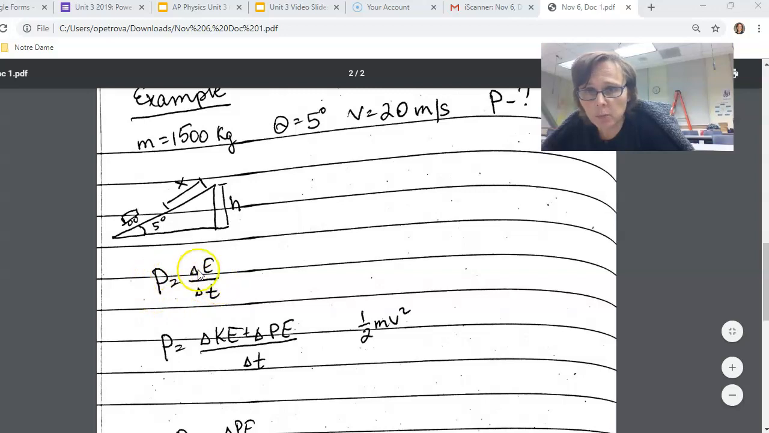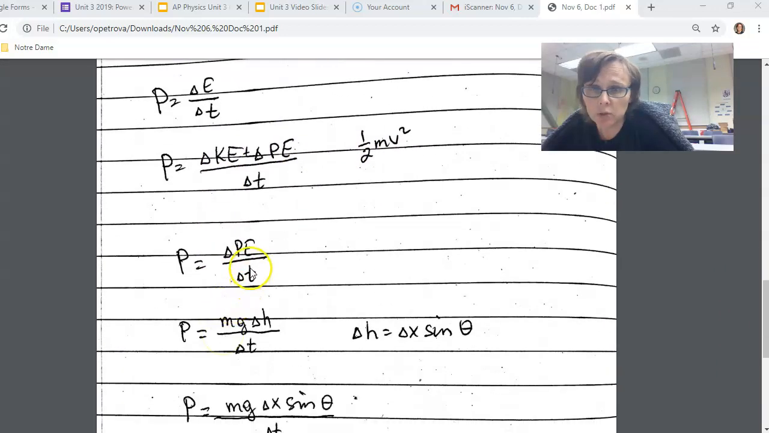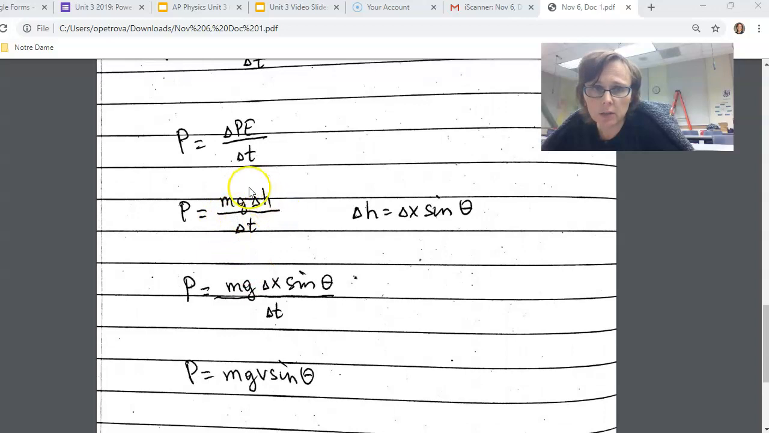So the definition of power is the rate of change of energy over time. And what is the change of energy here? We have a closed system, no non-conservative forces are acting on the system, so change of energy will be change of kinetic energy plus change of gravitational potential energy. The change of kinetic energy is going to be equal to 0 because it's moving with constant velocity. There is no change in velocity. So the power is going to be equal to change of gravitational potential energy over time. Let's rewrite it as m times g times change of vertical distance divided by time.